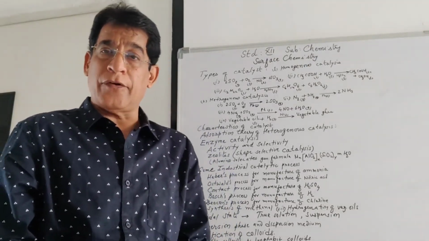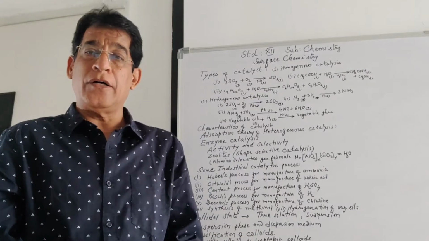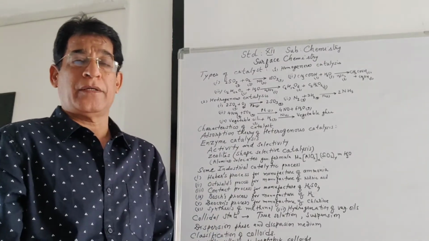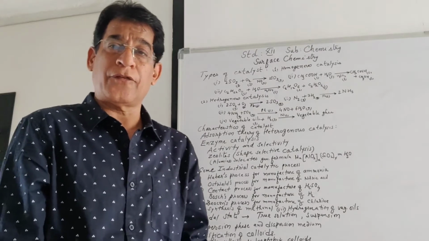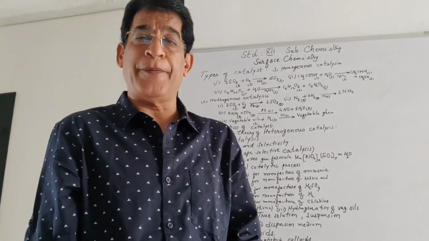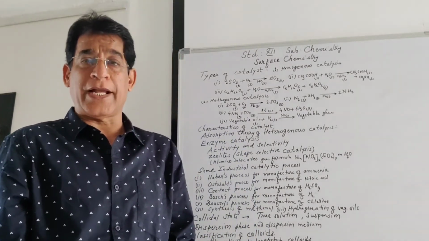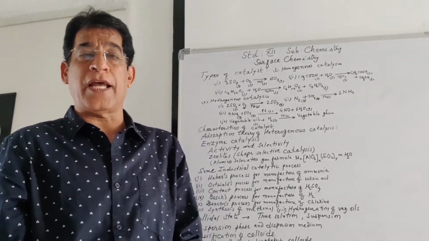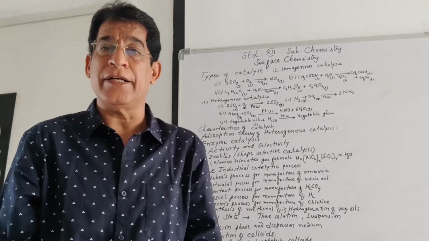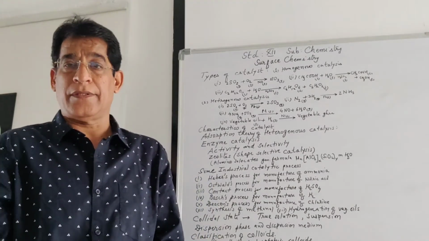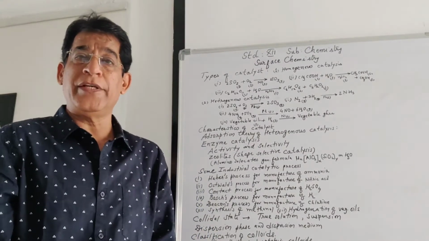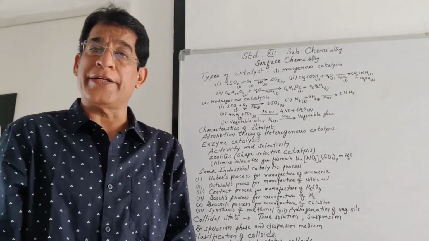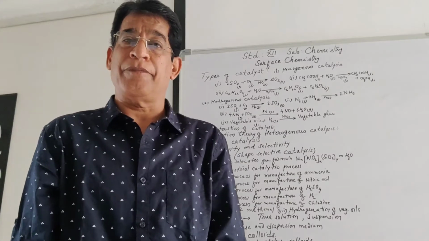Good morning, everyone. Now we are going to start a new topic of the chapter Surface Chemistry, and the topic is types of catalysis. Catalytic reactions can be divided into two types: one, homogeneous catalysis, and two, heterogeneous catalysis.